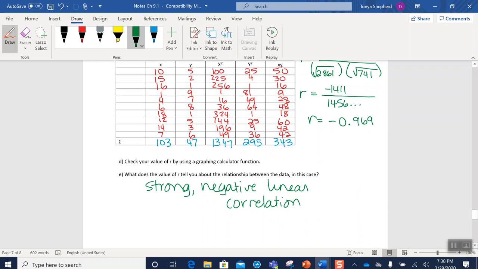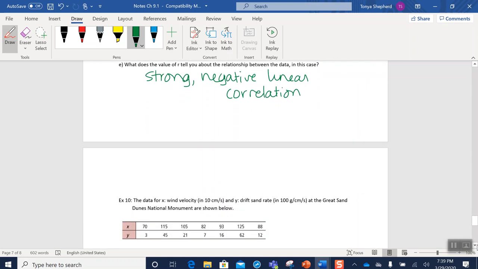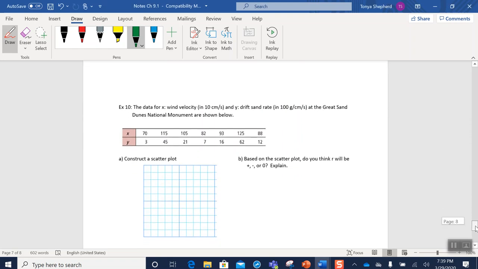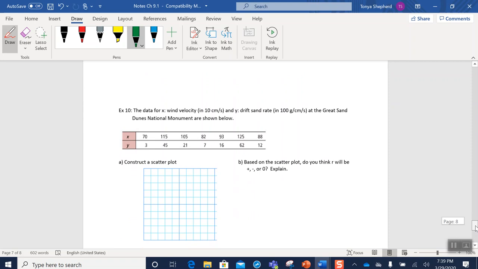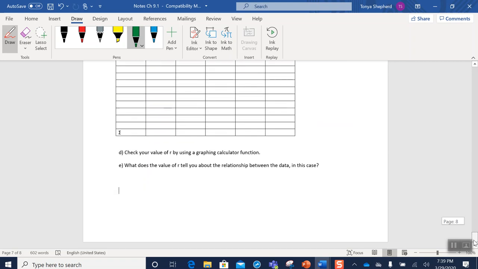Okay, so I know that there's another example on your paper. If you want to go ahead and work that out, you certainly can do that, and I will let you know what those answers are in a future post.